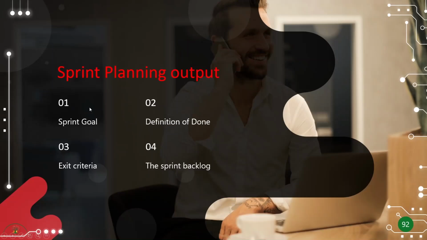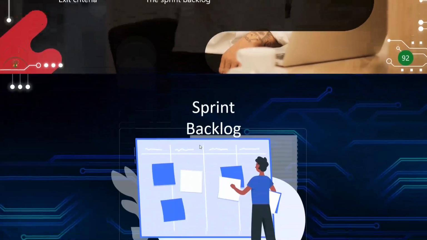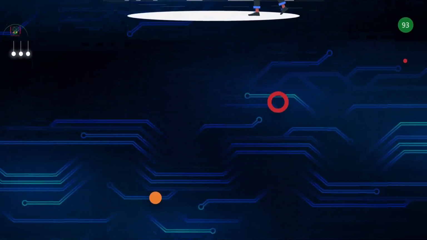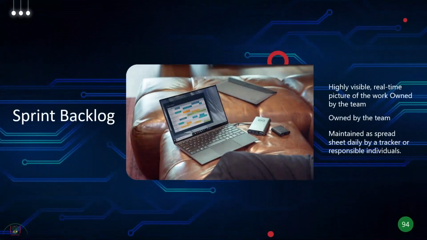So again, the sprint planning output: you have the sprint goal, you have the definition of done, the exit criteria, and the sprint backlog that will contain all of these. Alright, so let's talk more about the sprint backlog. What is it? It is a highly visible, real-time picture of the work that is owned by the team. Owned by the team. This is very important.